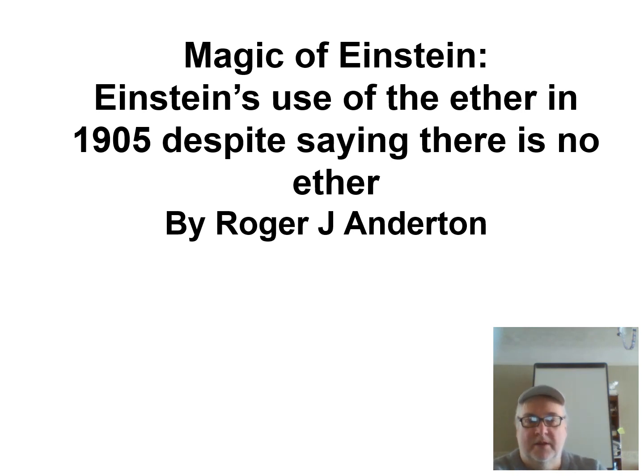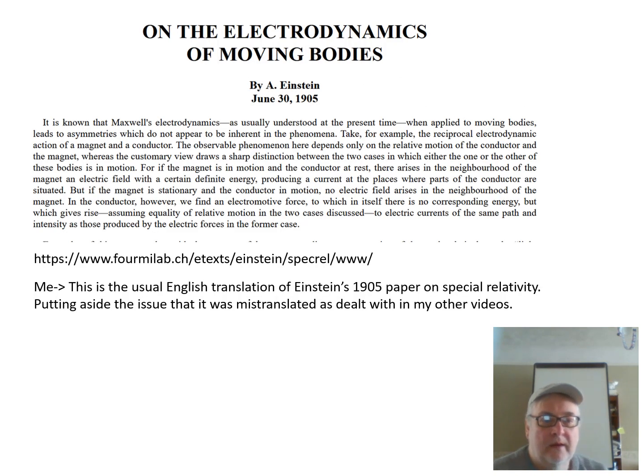Okay, so here's another little short talk. It's called The Magic of Einstein, and that's to do with the ether. So this is the usual translation of Einstein's first paper on special relativity. I've dealt with the issues that it's been mistranslated, but for the sake of this video I'm just going to go with what it's saying.